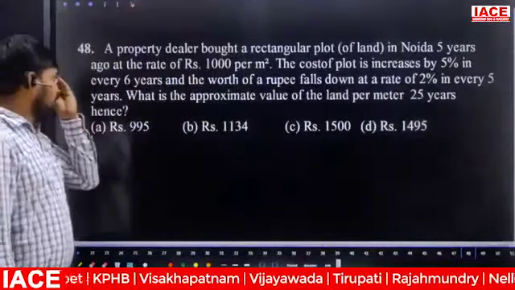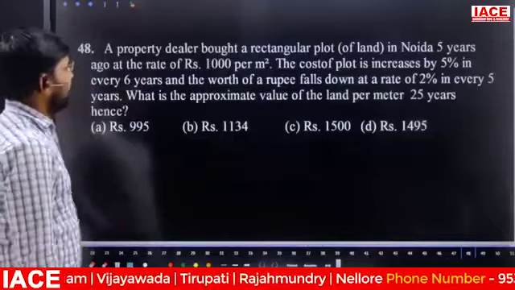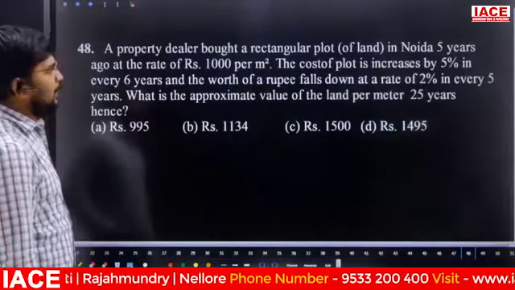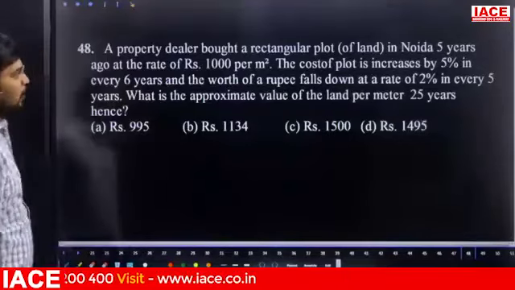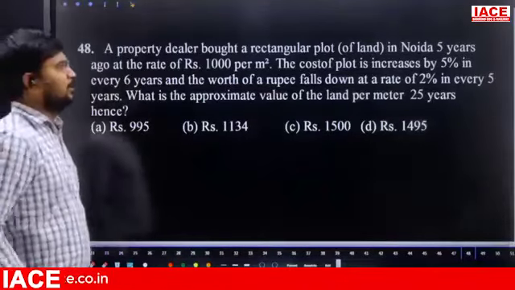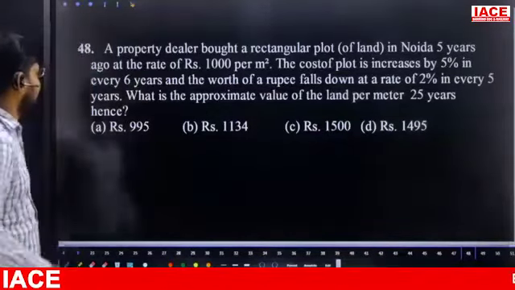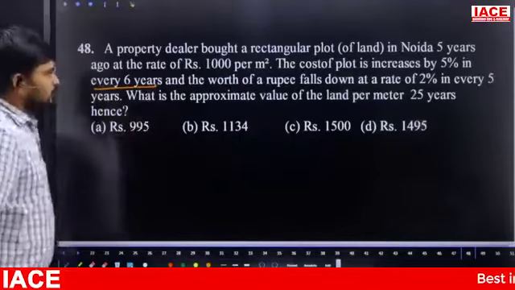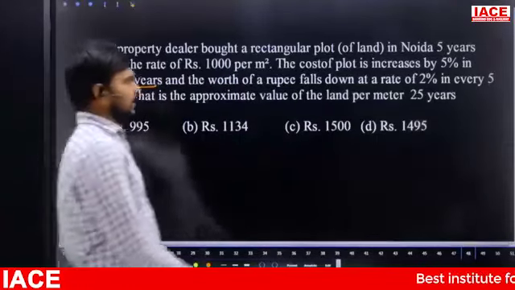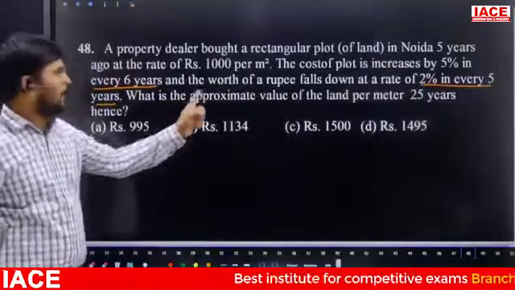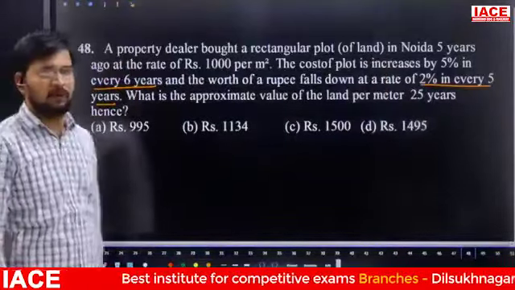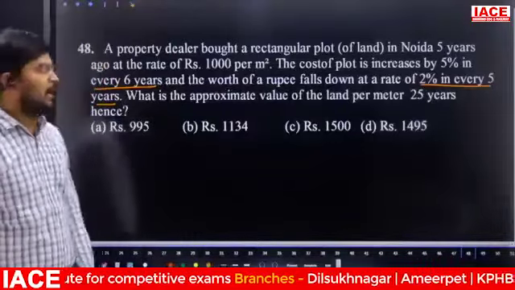A property dealer bought a rectangular plot in Noida 5 years ago at the rate of 1,000 rupees per square meter. The cost of the plot is increased by 5% in every 6 years. In every 6 years, the worth of the rupee falls down at the rate of 2% in every 5 years. In every 5 years, what is the approximate value of the land per square meter in 25 years? Look at me, all of you.